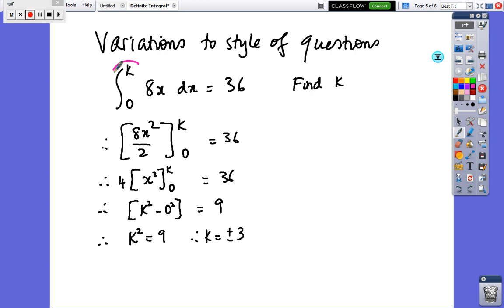You might be missing one of the numbers on the integral sign, so we just do our integral. So 8x turns into 8x squared over 2. 2 into 8 goes 4, so I bring the 4 out the front. So then we've just got x squared from k to 0 equals 36. And by coincidence, 4 goes into 36 9 times. Then I substitute the k and the 0, so I get k squared minus 0 squared equals 9. k squared equals 9, so we can get plus or minus 3.